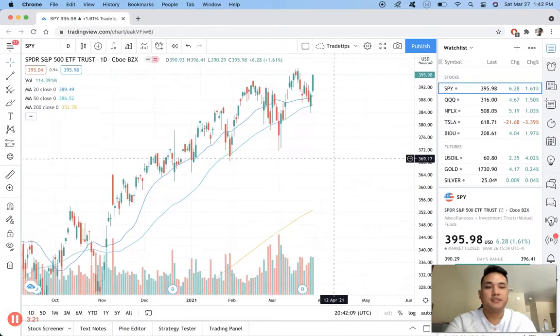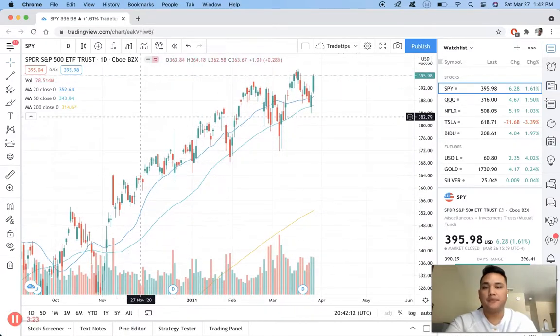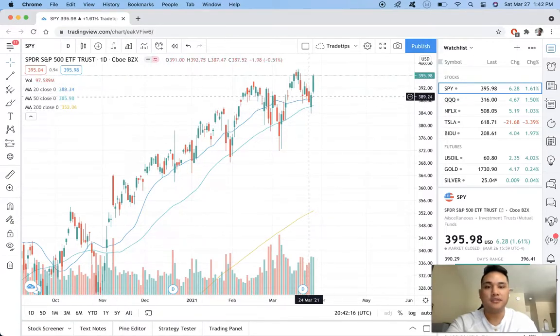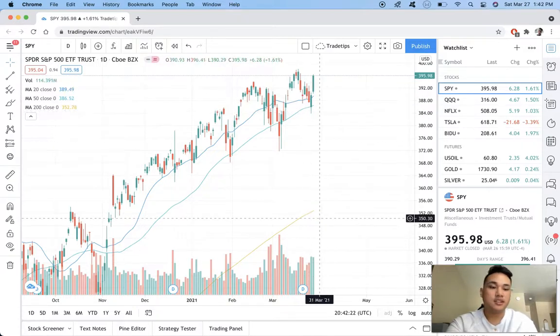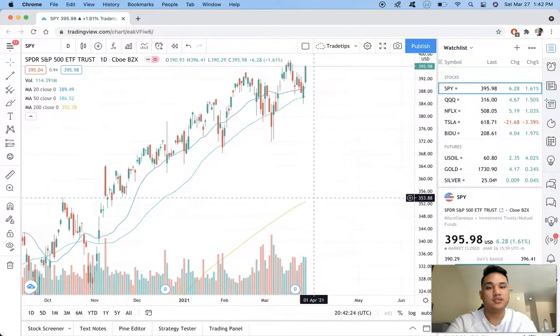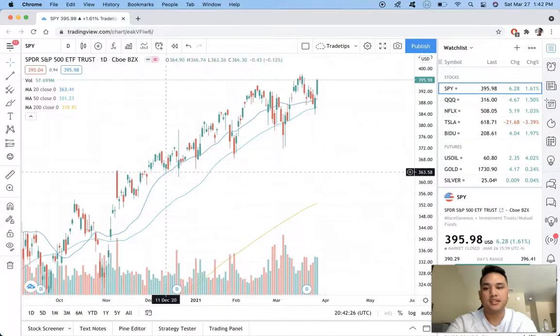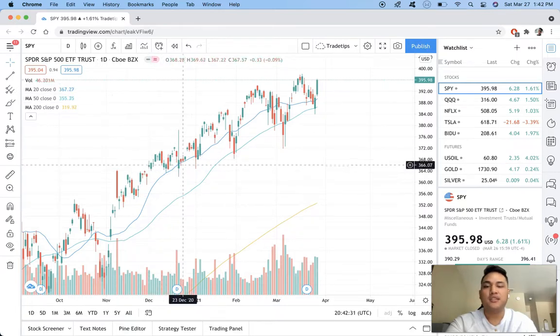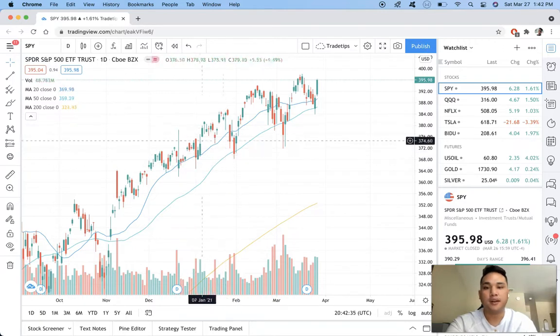When we like to define these averages, it's easier to just justify them as the fast moving average, in this case the 20. The medium moving average is going to be the 50. And then the slow moving average is the 200. And why do we call it so? Because as price moves up, you can see that the 20 moving average is the fast moving average because it hugs the price a lot better.